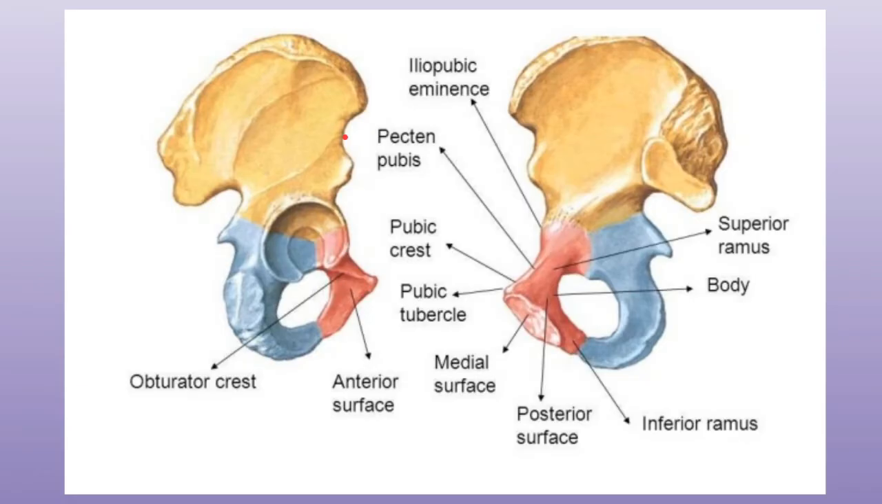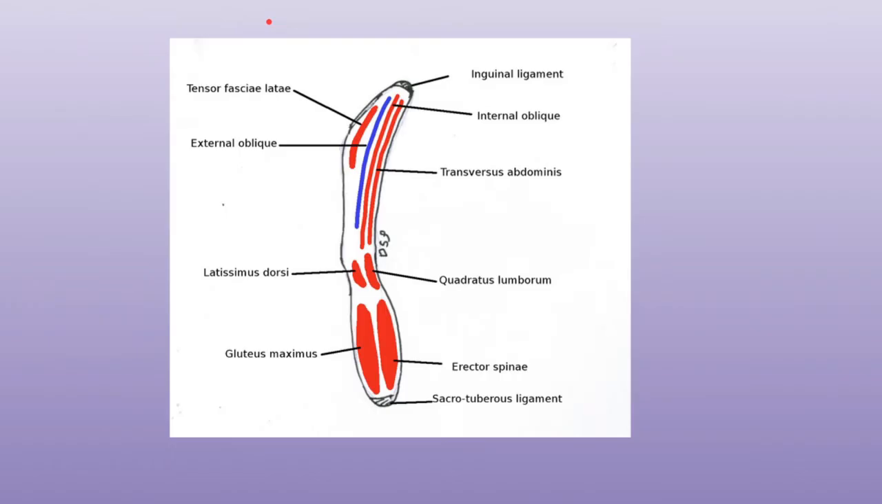This is the iliac crest. If I zoom in and look from the above side, I will be able to see this type of structure. This iliac crest is divided into many parts to study the muscle attachments. This is the outer lip, this is the inner lip, and in between there will be the intermediate area of the iliac crest.